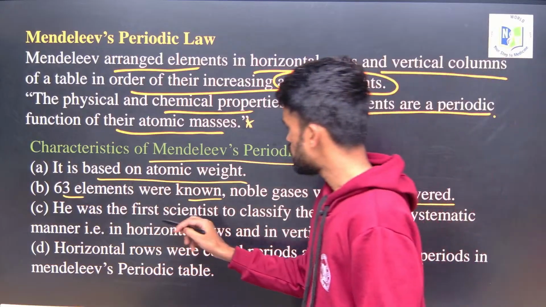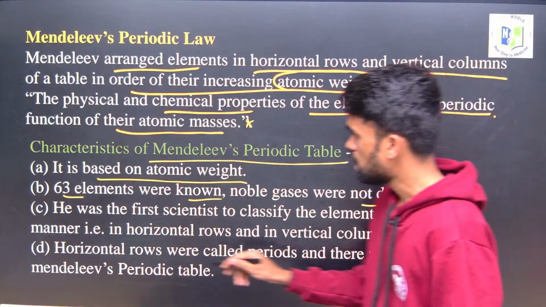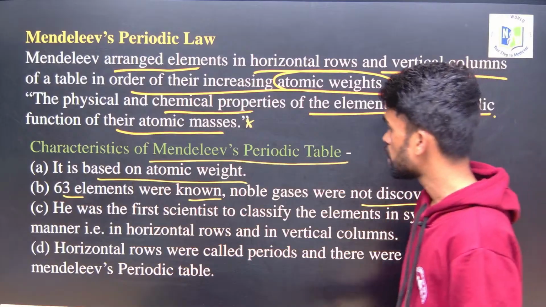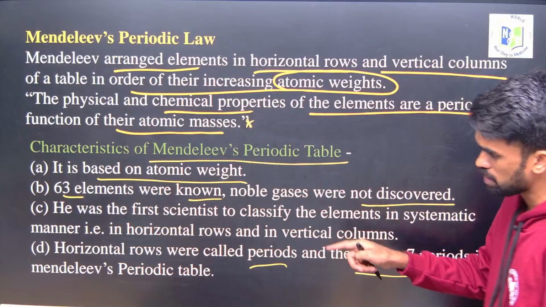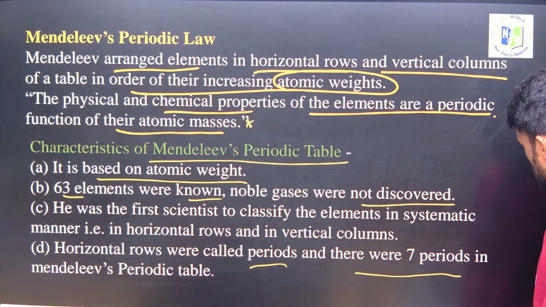So he was the first scientist to classify elements in a systematic manner, like horizontal rows and vertical columns, like periods and groups. Next, horizontal rows are called periods and vertical columns are called groups. Periods and groups here.